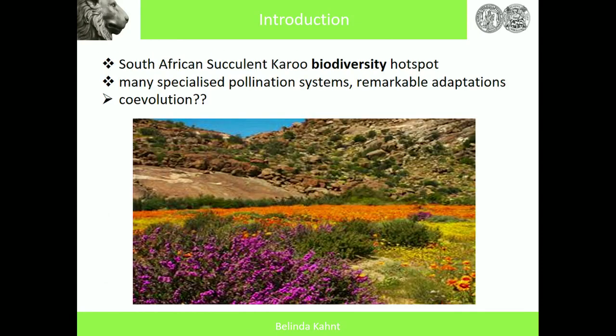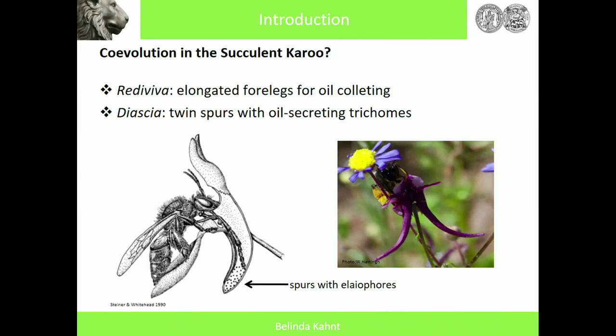In South Africa, we have the Succulent Karoo region, which is really a worldwide biodiversity hotspot and shows a really great diversity of plants, which you can already see colorfully here in the picture. A lot of these pollination systems are highly specialized and have a lot of remarkable adaptations. So it's a really great place to look for systems that might be co-evolving. One plant-pollinator system where it has been hypothesized to be co-evolving is the one between Rediviva bees and the Diascia host plants.